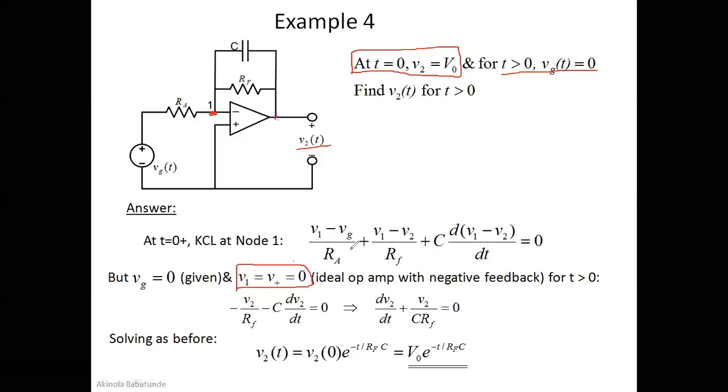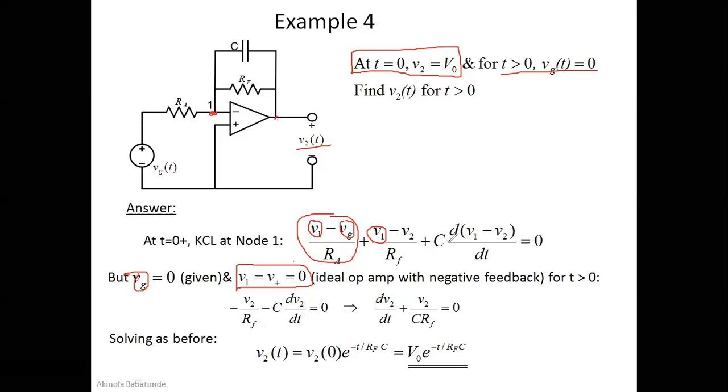When we substitute our V1 equal to 0 here, this becomes 0. And then this becomes minus VG over RF. Also, our VG is 0, so this will also be 0. That means this entire expression here becomes 0. V1 is 0, this becomes 0. V2 is not 0, we don't know it, but it's not 0. So we have minus V2 over RF here.